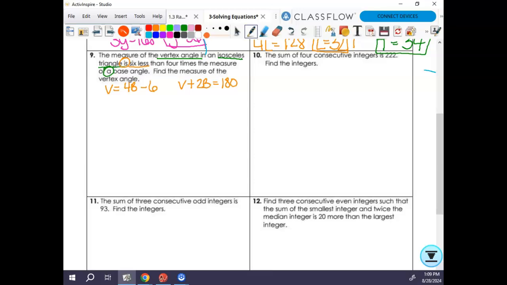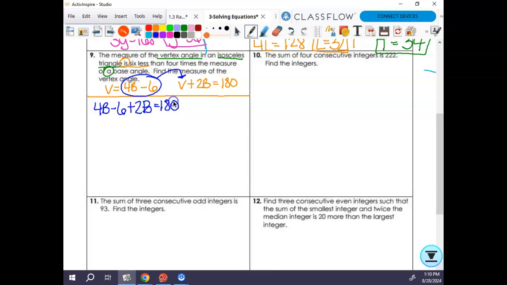Even though we only have to find one of them, sometimes it's easier to find the base angle first. So don't force yourself to find the vertex first, because sometimes you'll make it way more complicated. Because I have 2 equations and 2 variables, I'm going to use systems of equations. We'll use substitution, right? V equals this, so we put that in where V is, and we get 4B minus 6 plus 2B equals 180.